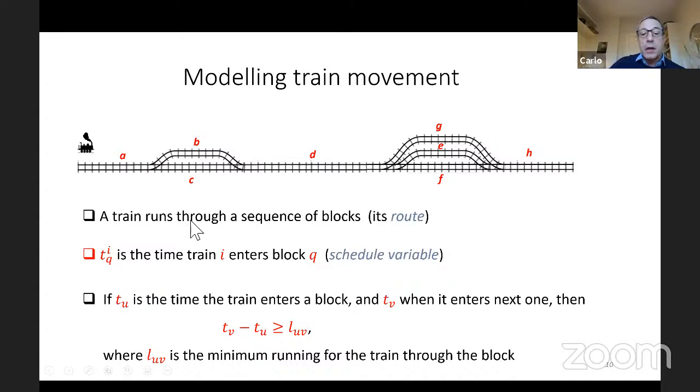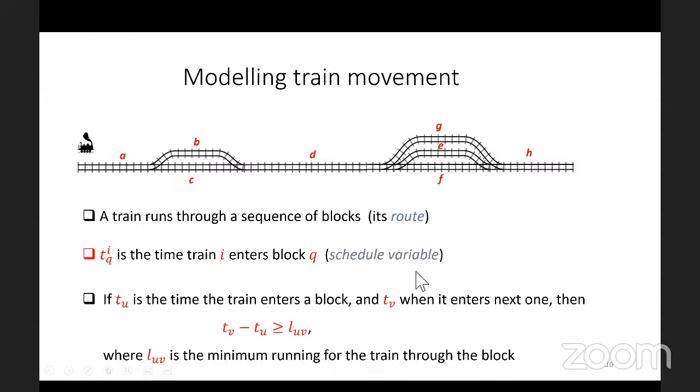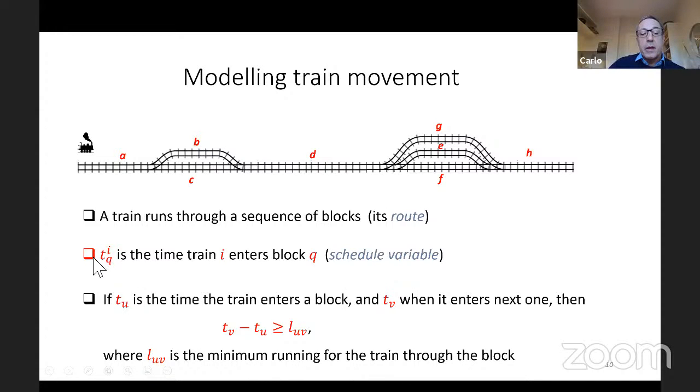A train runs through a sequence of blocks. This sequence is called a route. With every train and every block of its route, we associate a variable called schedule variable or time variable, which simply tells the time when the train enters the block. Now, if you consider two successive blocks on the route, then the time when the train enters the next block in its route is at least the time when the train enters the previous block, plus the running time through the block. This is expressed by time precedence constraints of the classical form t_v minus t_u greater than or equal to l_uv, where l_uv is the running time.